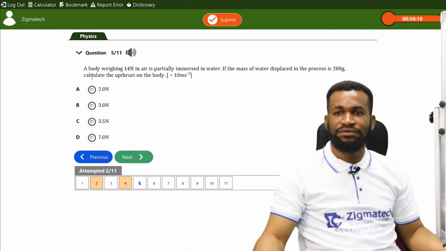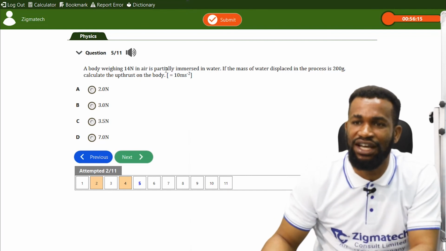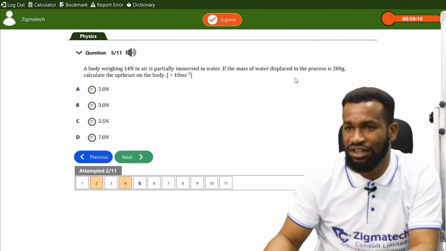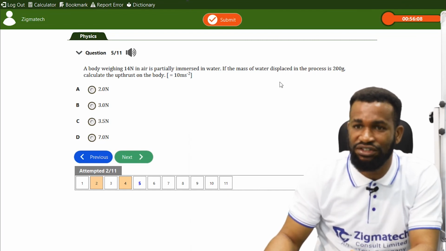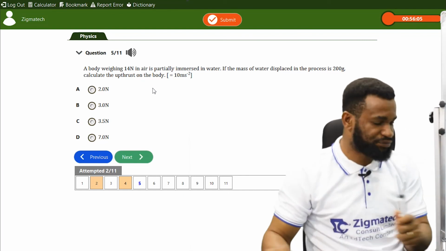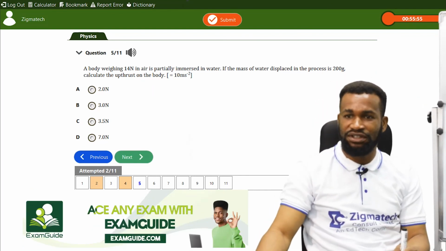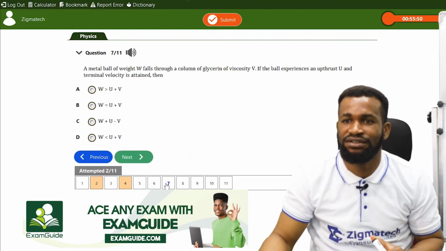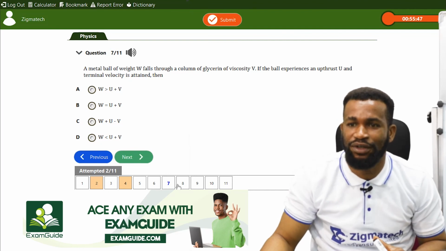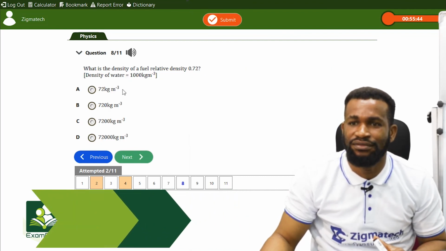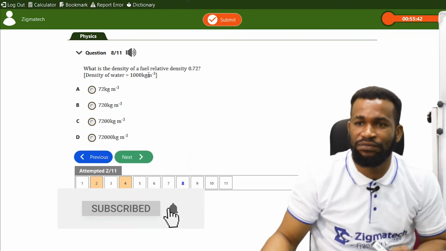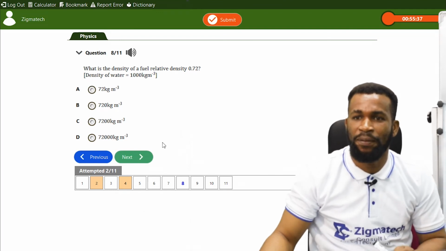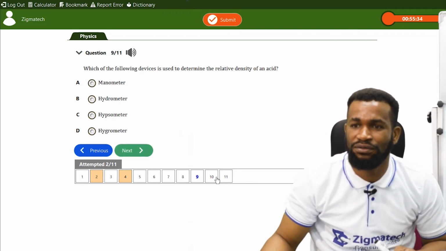Now, we also have another question. It said a body weighs 14 in air, partially immersed in water. If the mass of water displaced in the process is 20 grams, calculate the upthrust on the body. Okay, let's check something different, because it has been upthrust all this while. Okay, see this one. What is the density of a fuel of relative density 0.72? Oh, I think we have solved this before.